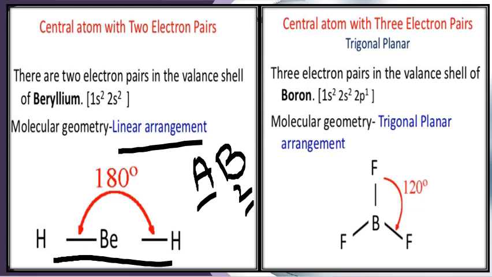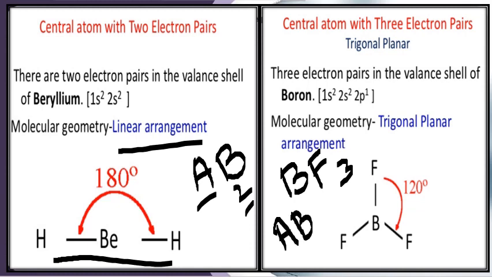Similarly, look at the second example. Here it is given the BF3 molecule, BF3. BF3 fits the arrangement that is AB3 type. Here all three electrons are present in its outermost shell.